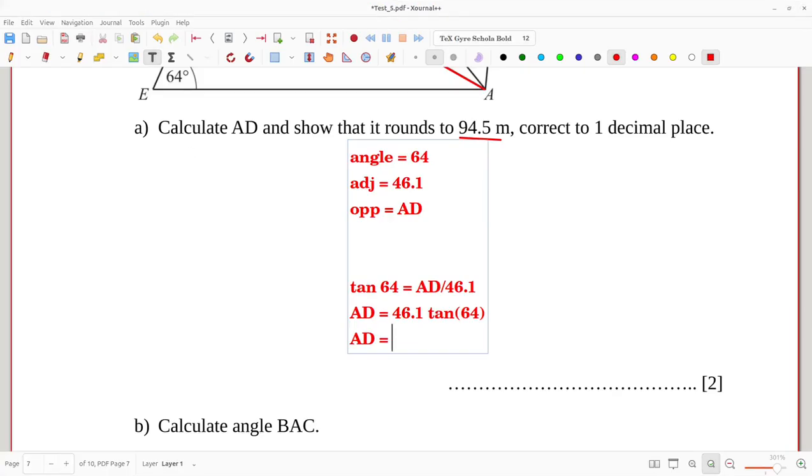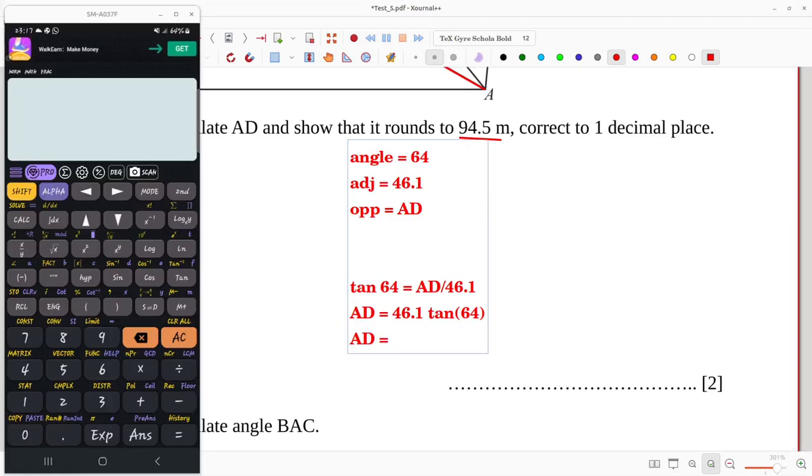Let's bring in our calculator here. We need 46.1 times tan 64. And that's the answer, 94.51900709681. Now we need to round this off to one decimal place.